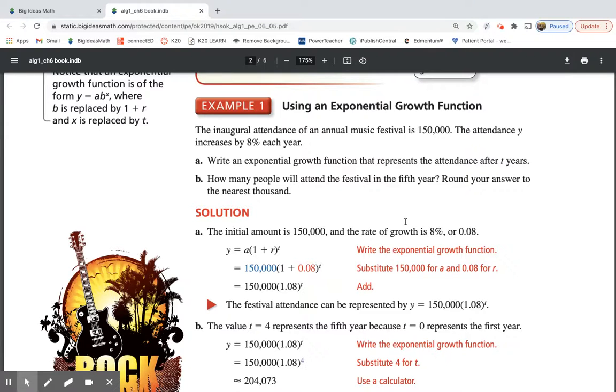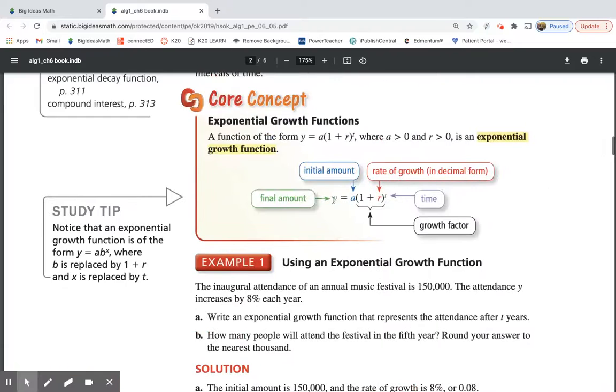Okay, so first thing we do, if we go back up and look at that, we have y equals a times 1 plus r to the t power. So you look at what you were given. The inaugural attendance of an annual music festival is 150,000. That just means that's basically the typical amount that they have. That's our initial amount. The attendance y, what we're solving for, increases by 8% each year. So 8% is our rate of growth, and we will put it in decimal form. And it just says after t years.